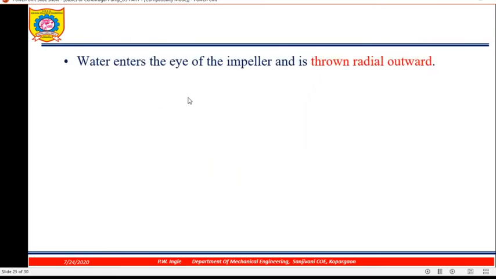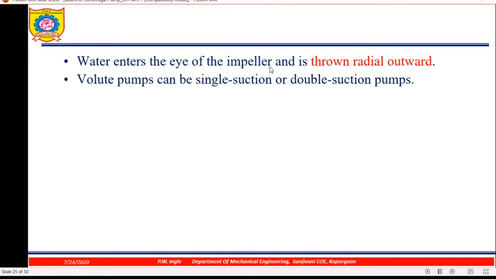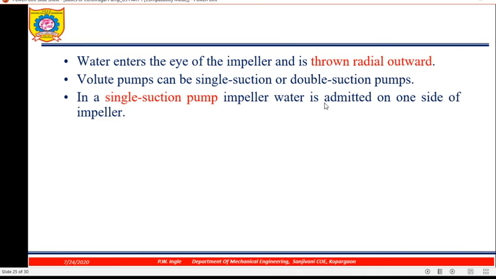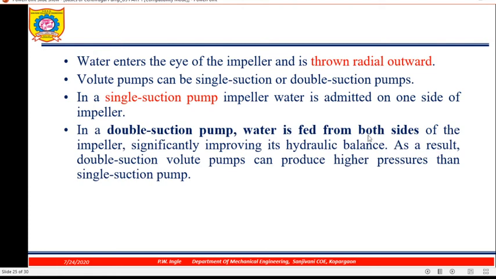Water enters the eye of the impeller and is thrown radially outward. Volute pump can be single suction or double suction. Single suction means suction on one side of the impeller. Double suction means suction on both sides. In a single suction pump impeller, water is admitted on one side of the impeller, and in double suction water is fed from both sides of the impeller, and it improves hydraulic balance.